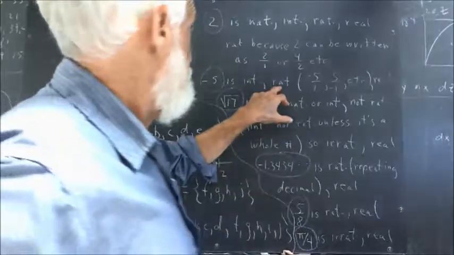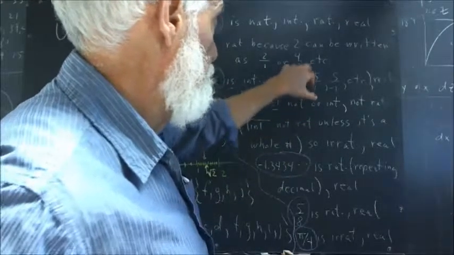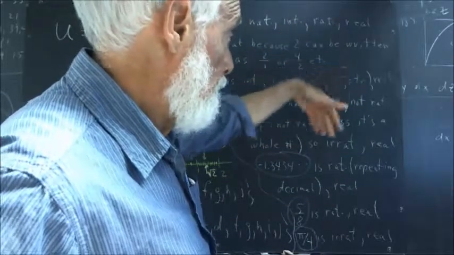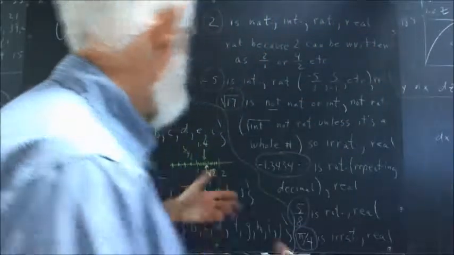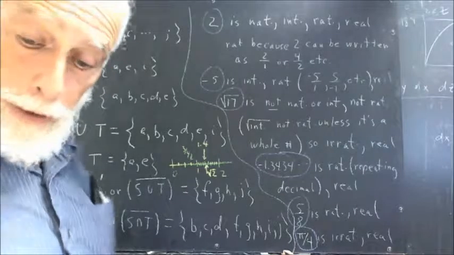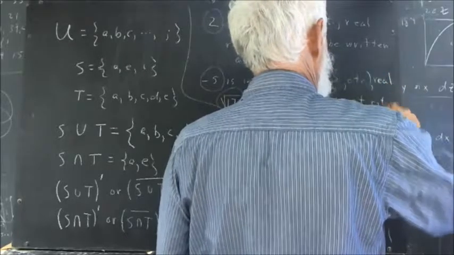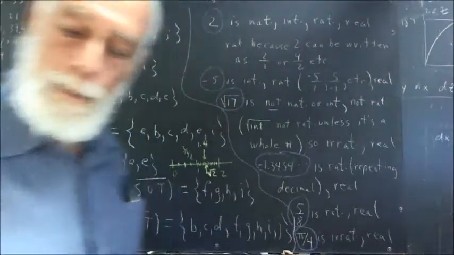Okay, and it's rational because it can be expressed as -5 over 1 or 5 over -1, for that matter, -10 over 2, 10 over -2, infinitely many different possible ways. And don't know how this got smudged, but it's also real. When I moved the board, I must have grabbed it there. Okay.